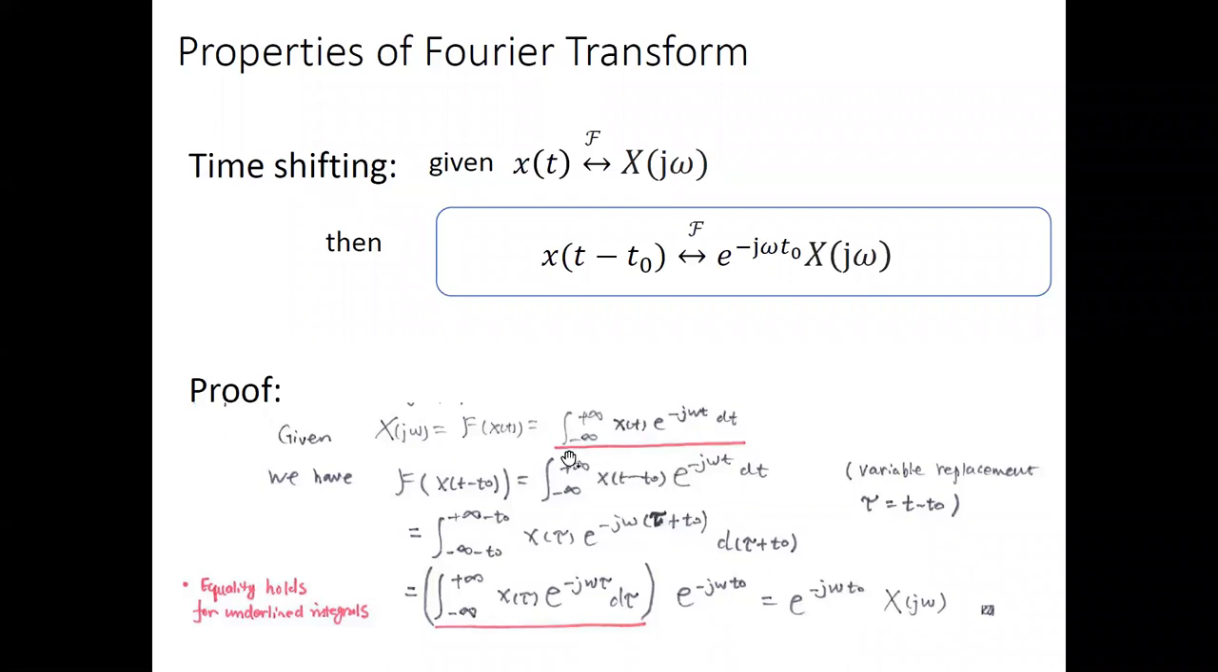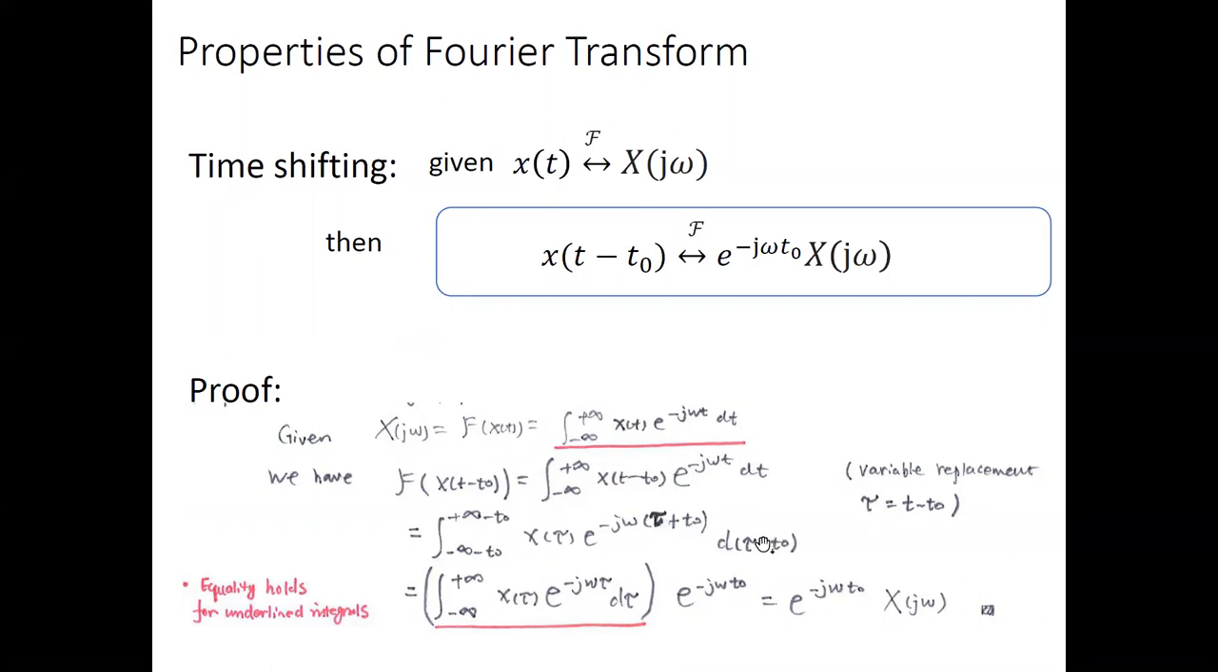This is the expression for the original Fourier transform of x of t as the standard integral. Now we are looking at the Fourier transform of x of t minus t0, just replace x of t with x of t minus t0. Here we need a substitution variable. So we denote t minus t0 with a new variable tau, so that we can replace x of t minus t0 with x of tau. This t here is tau plus t0, right? t is tau plus t0 from this relationship. And dt becomes d tau plus t0.